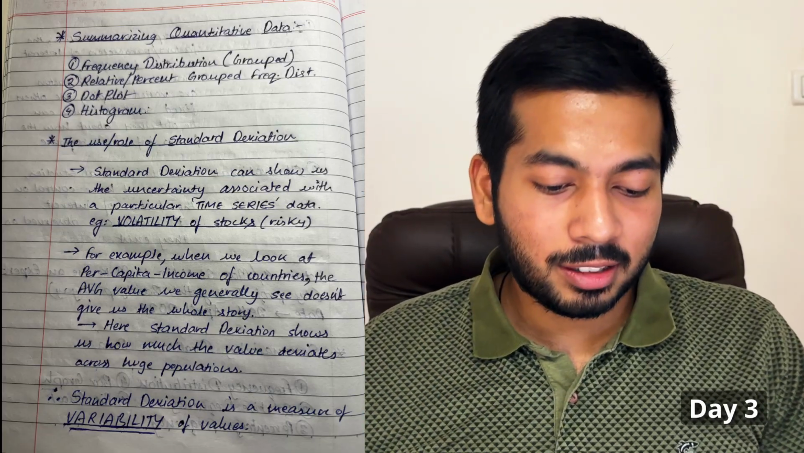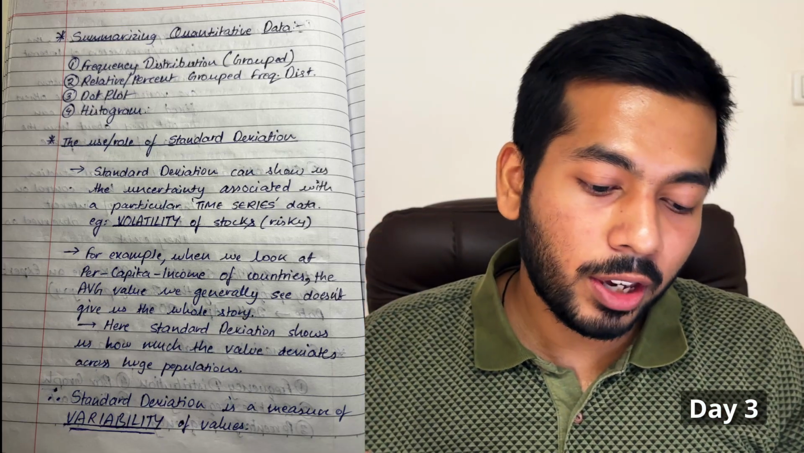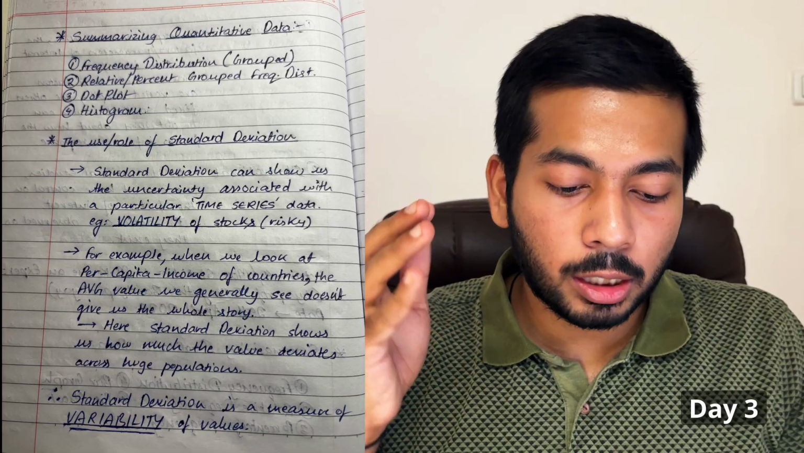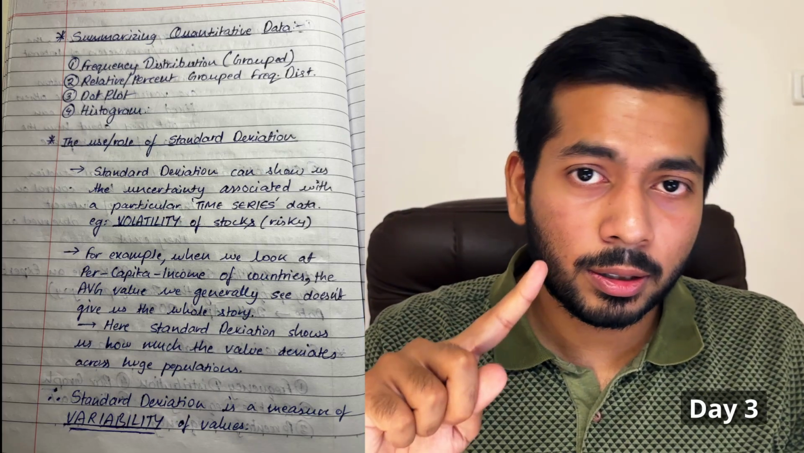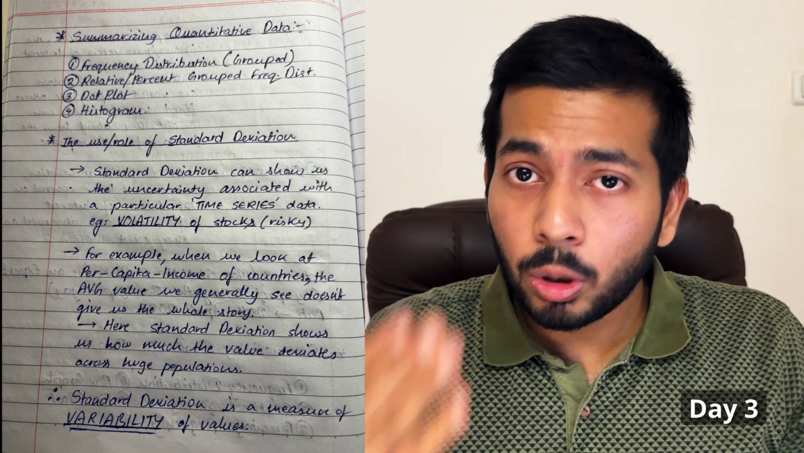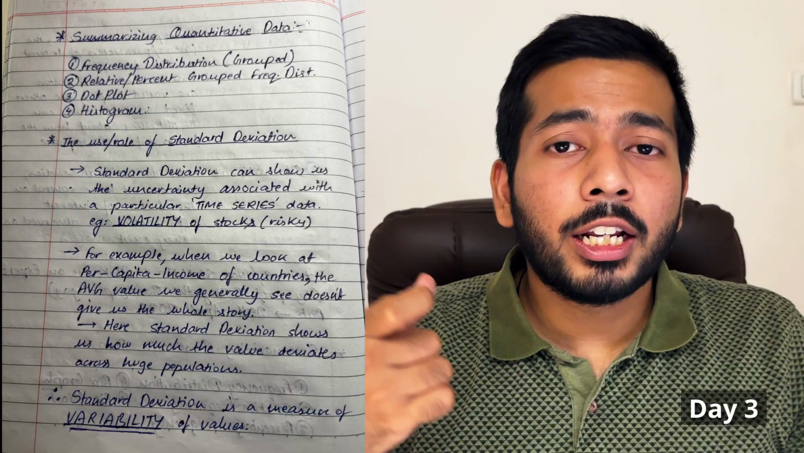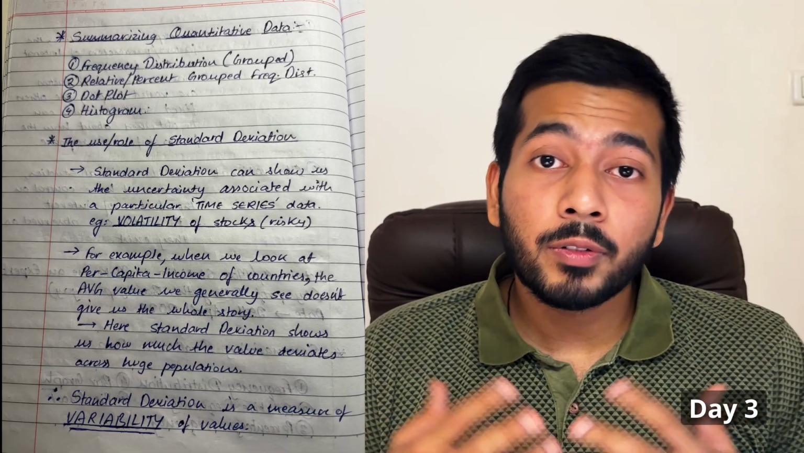Now come new things. The first thing that we're going to talk about is the use or the role of standard deviation. Standard deviation can show us the uncertainty that is associated with a particular time series data. We've already seen what is time series data. If you don't remember these concepts, go back and watch those. Example of this is volatility of stocks. So volatility of stocks is risky. How do we look at that? How do we see which stock is risky?